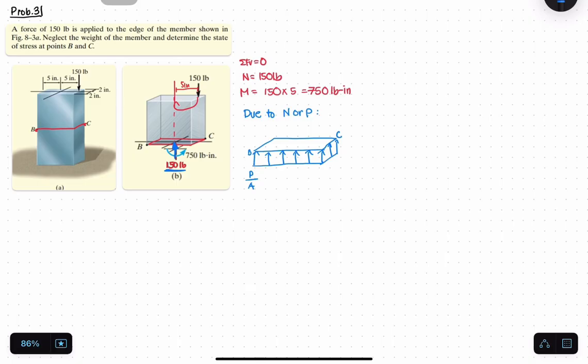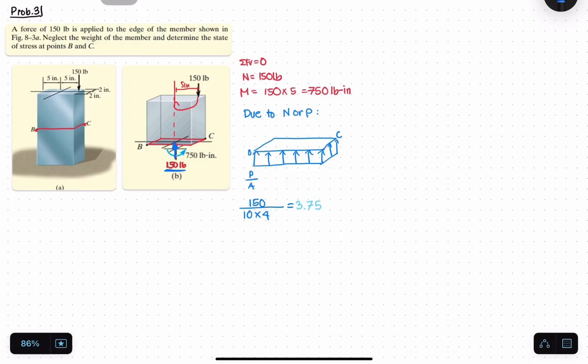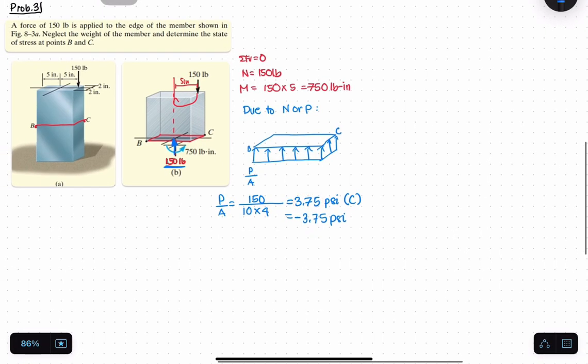So since nakuha natin dito compression na normal force, so compression din dito na normal stress. So ano yung P over A natin? That is just 150 over area na 10 times 4. So you will have 3.75. So this is PSI. Okay, so note that negative to siya compression. So pwede kong isulat as negative 3.75 PSI. So P over A.